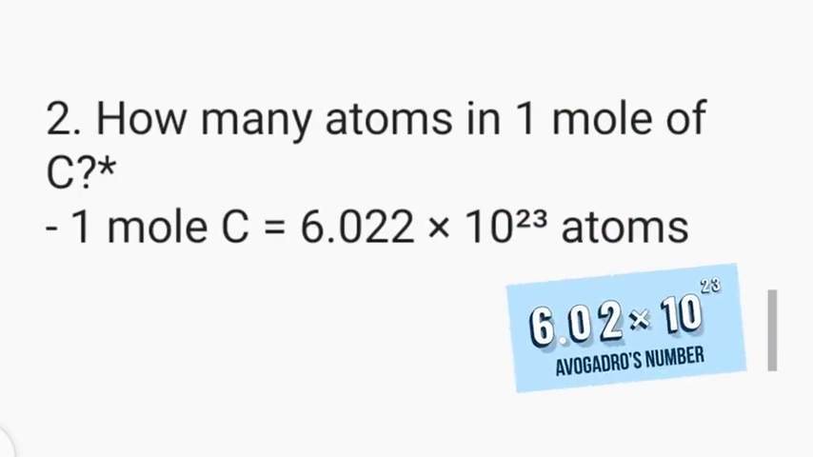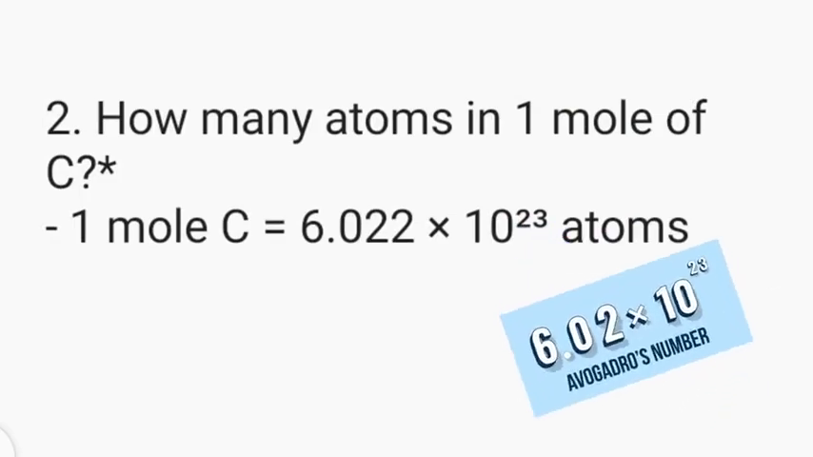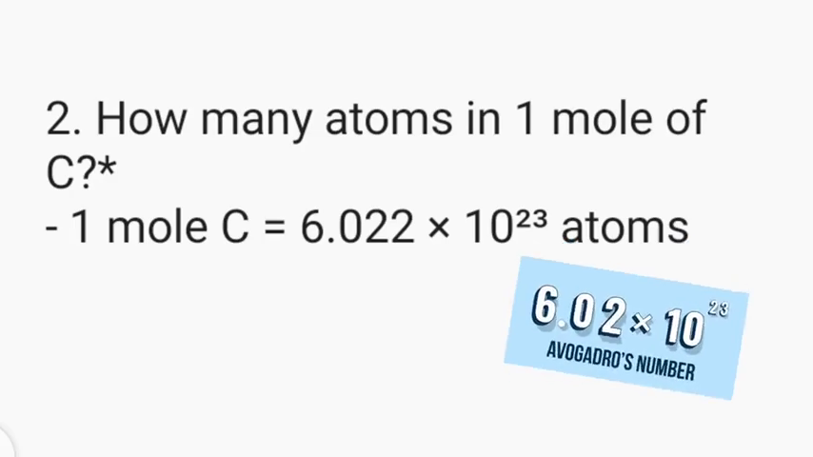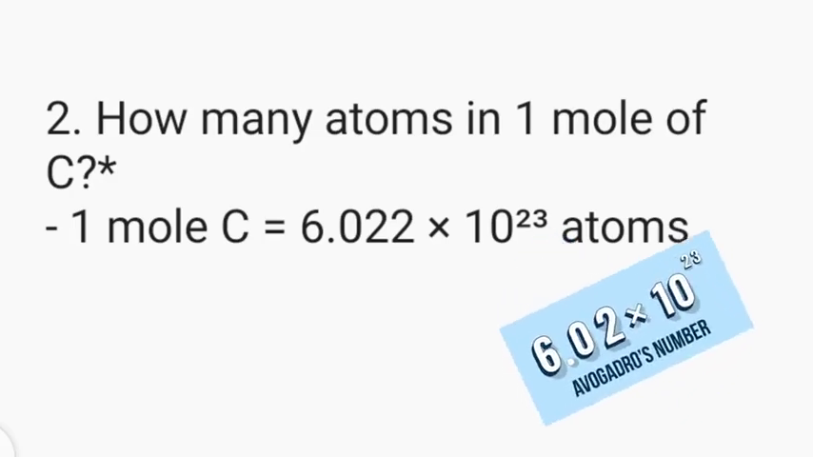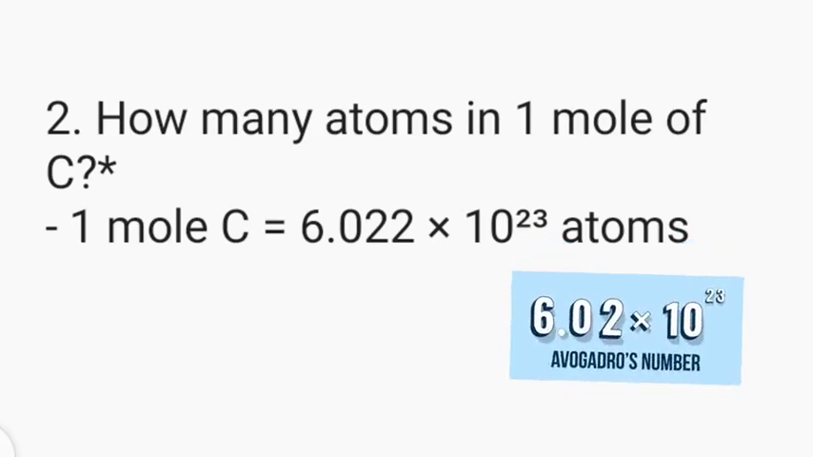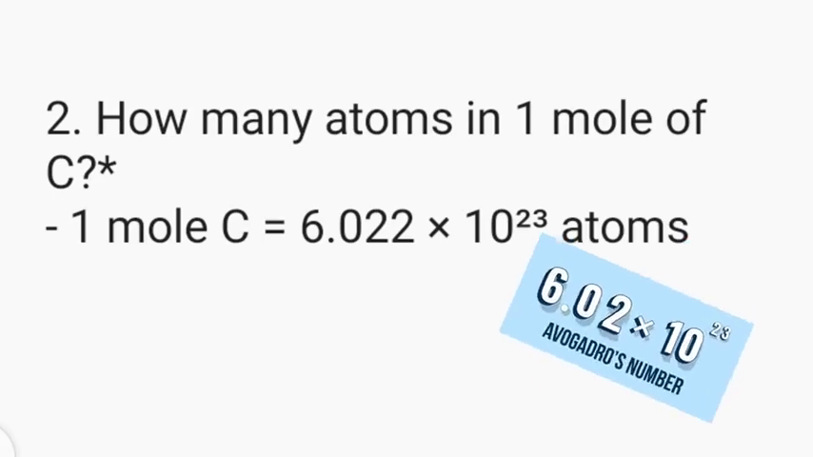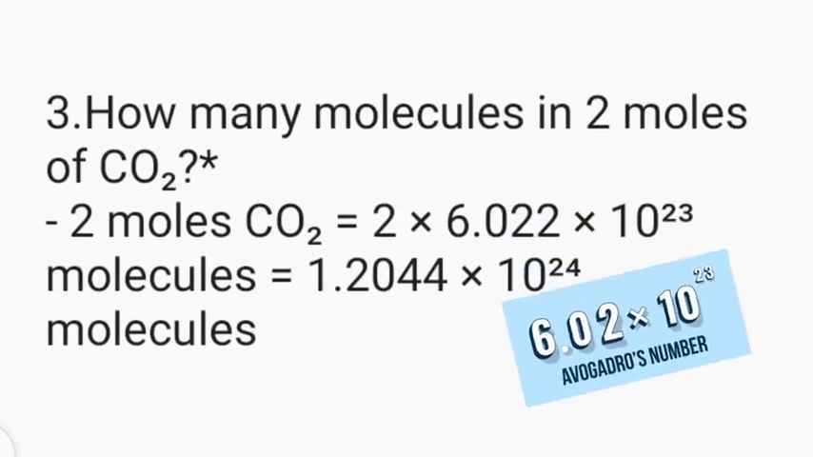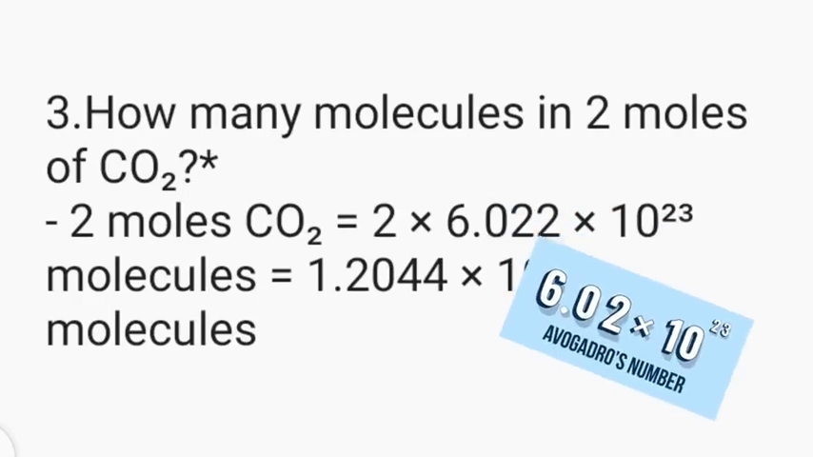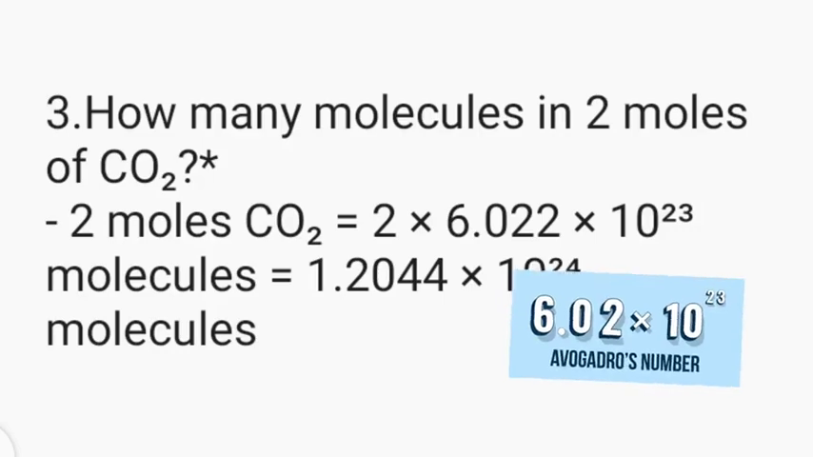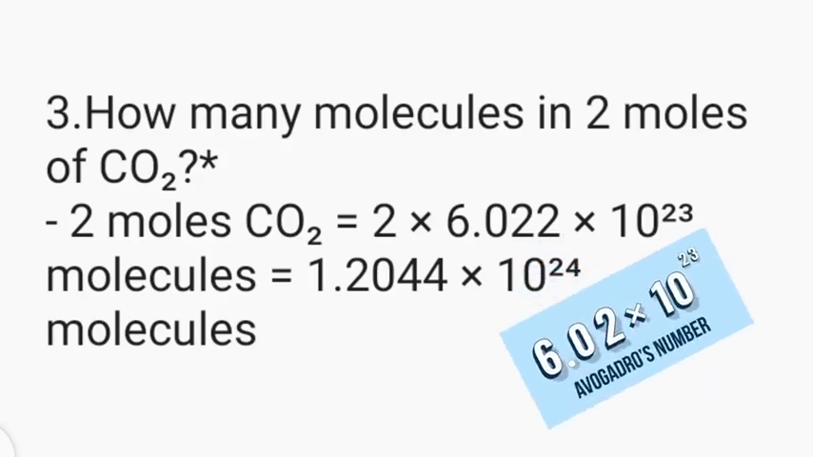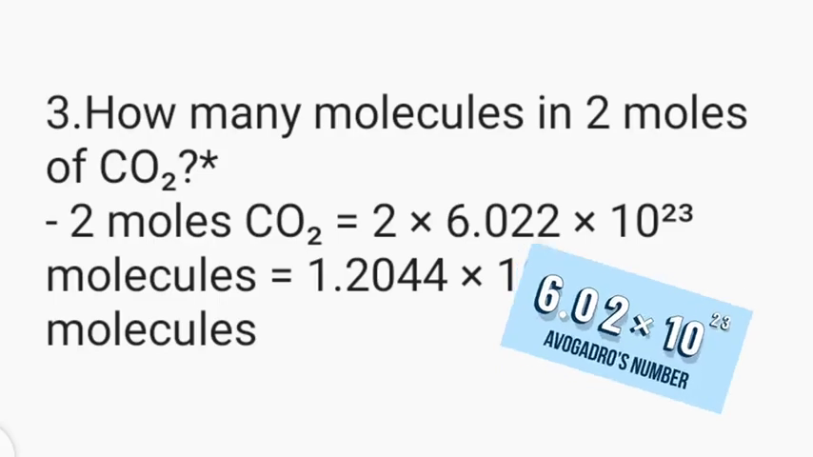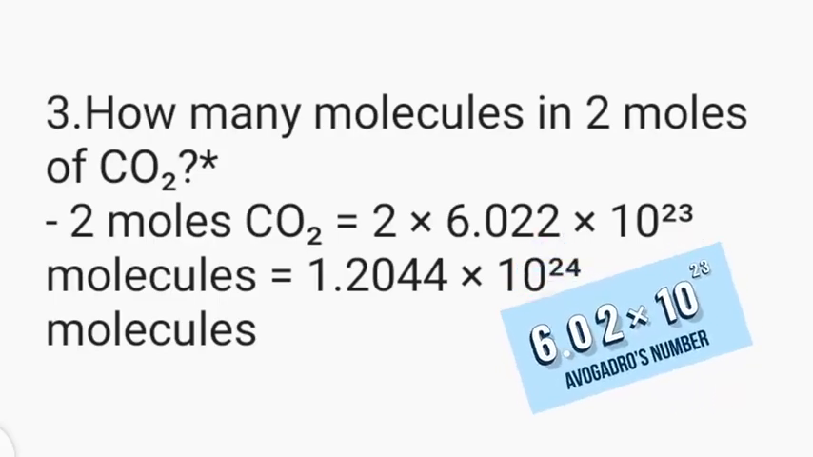Now let's see another question. How many atoms are in 1 mole of carbon? It's still the same thing. If you are talking about molecules, atoms, or particles, then we use the formula: 1 mole of carbon equals 6.02 times 10 to the power 23 atoms. That's how we apply this formula. Then look at another question: how many molecules are in 2 moles of CO2? 2 moles of carbon dioxide equals 2 times 6.022 times 10 to the power 23, and that's 1.2044 times 10 to the power 24 molecules, or particles.